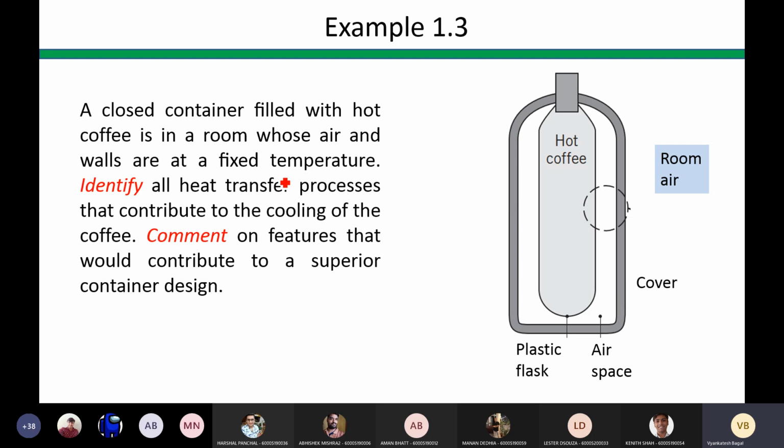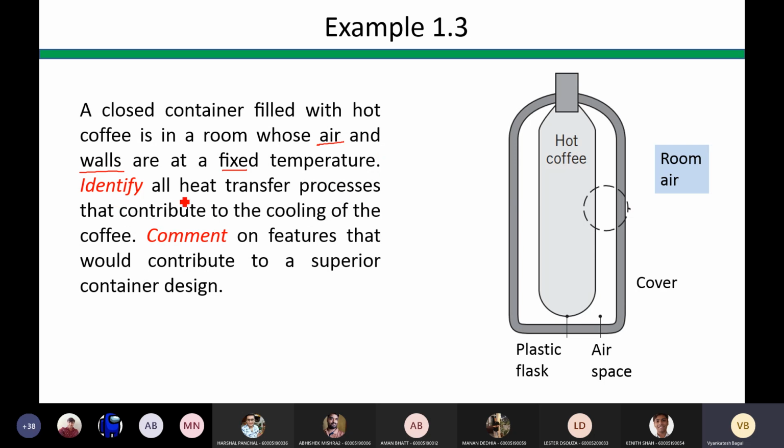Now see, two things are mentioned, air and walls. Air is the fluid which is there in the room, and the walls. So you may think of this as a surrounding temperature T sur, or this as a fluid temperature T infinity, right? In that context, these are at fixed temperatures. So we are talking about the steady state situation.